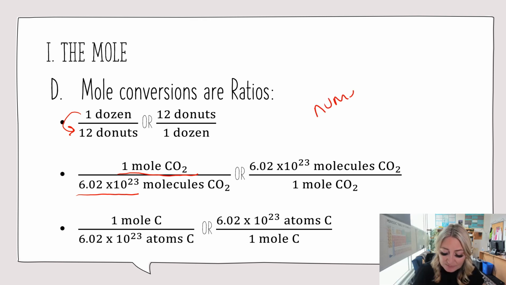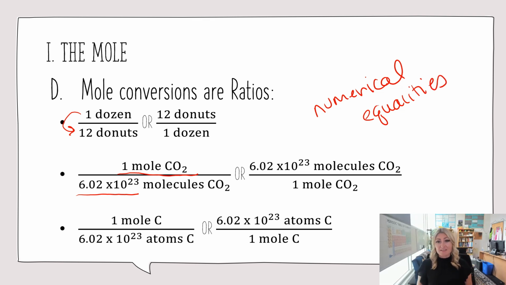And we've talked about this before, way back in chapter 1, when we talked about numerical equalities. And that's just a big fancy phrase to say that these two numbers, despite the units being different, are the same thing. When I say a mole of something, that is an Avogadro's number full of something. And if we were to use a single atom, like this bottom example, 1 mole of carbon, we could say that that's equivalent to 6.02 times 10 to the 23rd atoms of carbon. So see the difference in my use of atoms versus molecules.